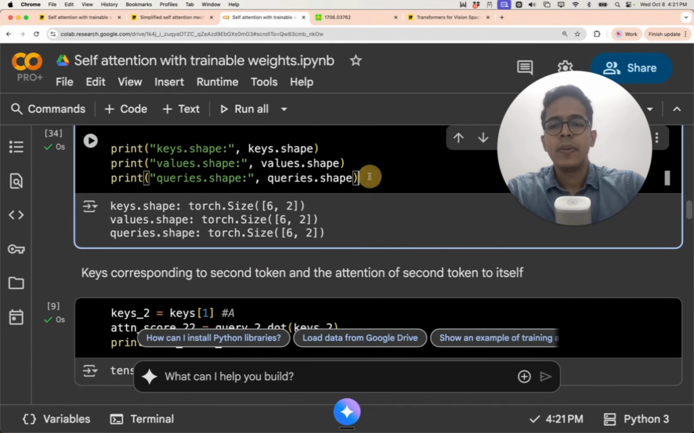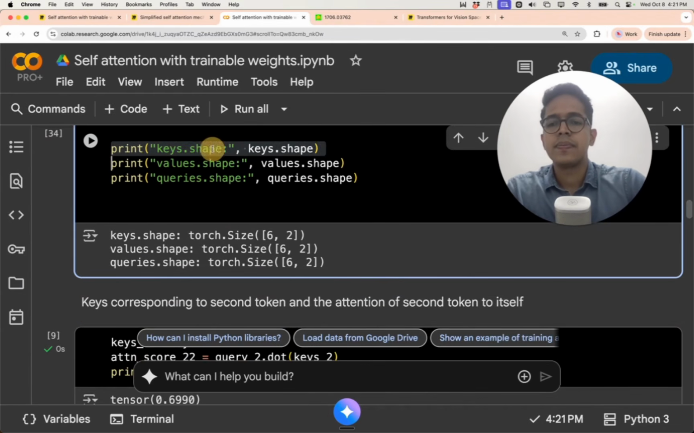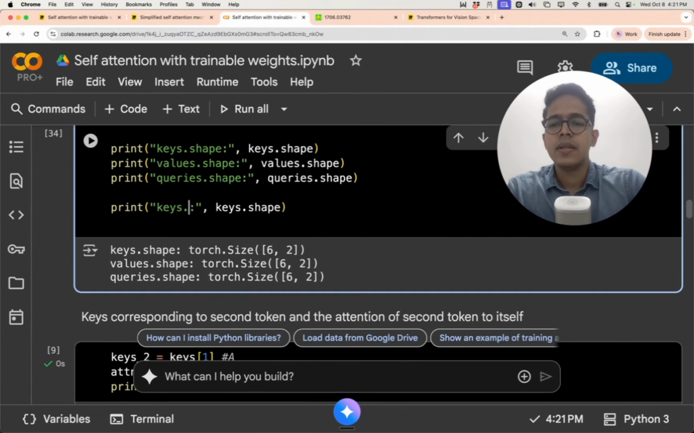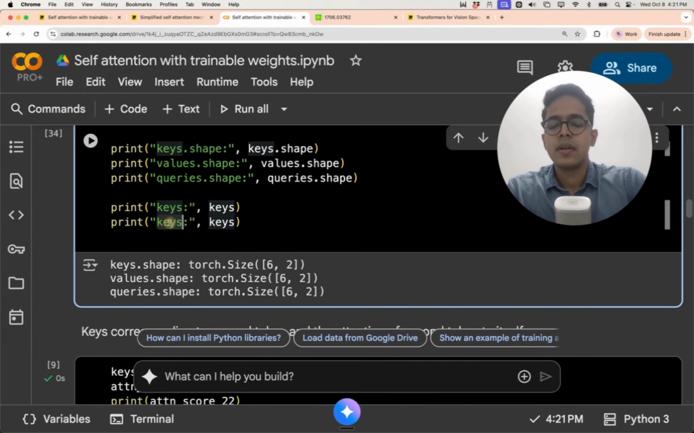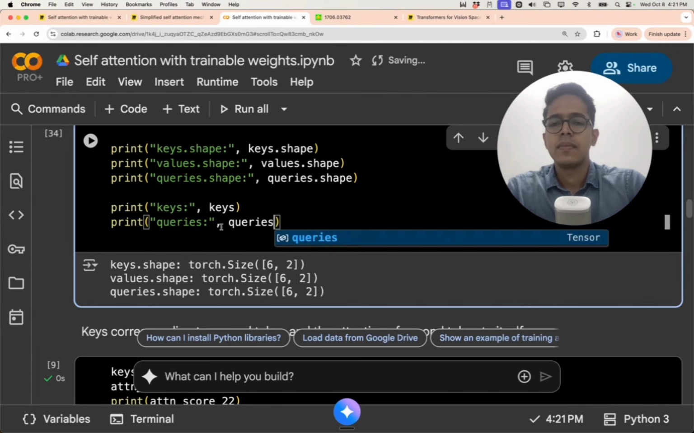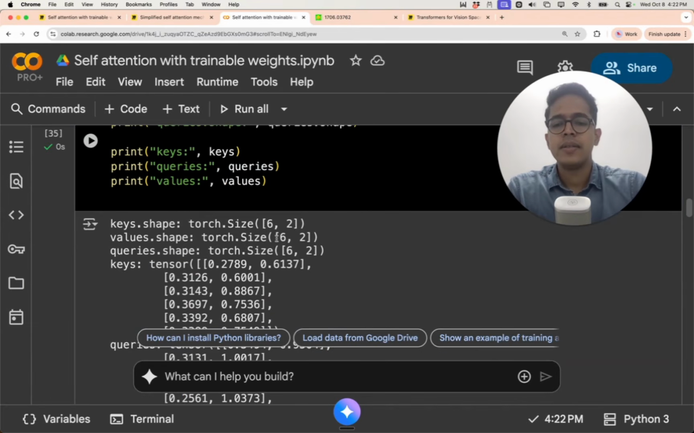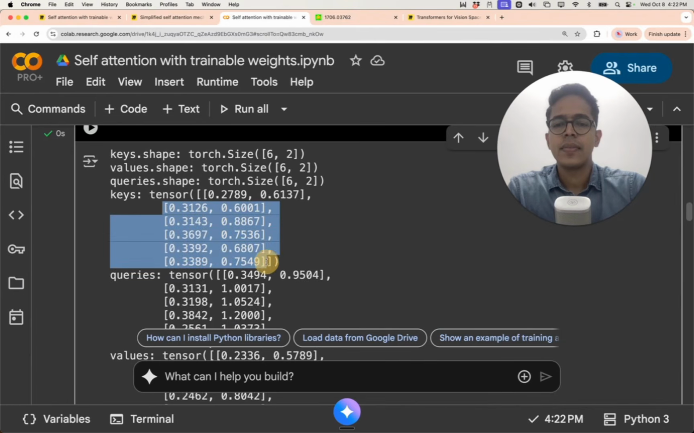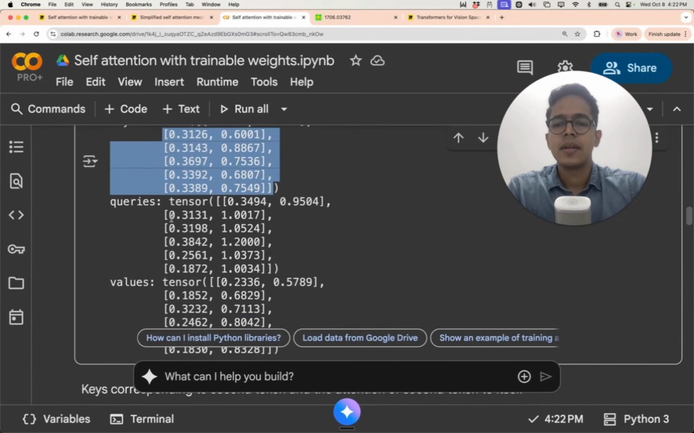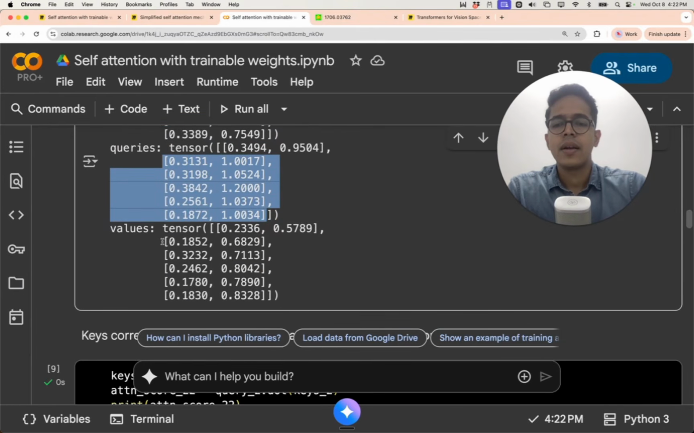We can also print the actual numbers. So print keys, then print queries, and print values. These will be 6 by 2 dimensions. So this is now the key matrix, query matrix, and value matrix.